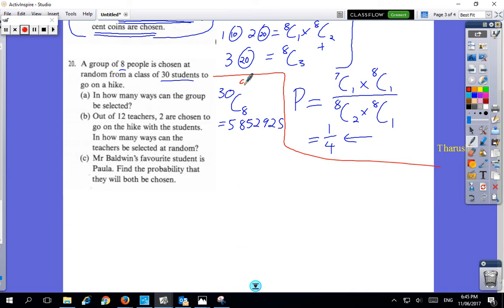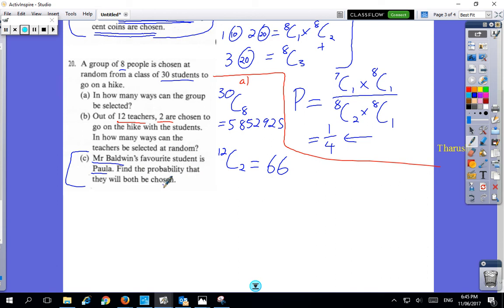Let's just block this off a bit so we know what we're doing. This is our answer to A, which is this 30C8. Then we've got 12 teachers choosing 2. So that's just 12C2, which is then 66. And really, this is just fairly straightforward calculator work. It's this last one that is being cheeky. Mr. Baldwin's favourite student, that's dodgy. Mr. Baldwin doesn't have favourite students, dear oh dear, is Paula, even more dodgy. Find the probability that they will both be chosen.